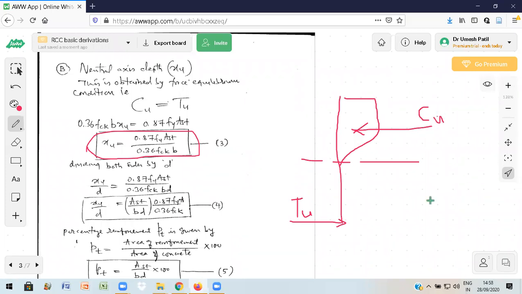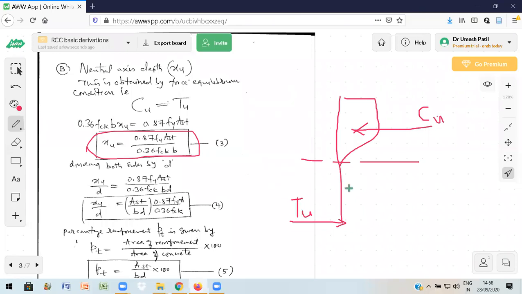Now what is important here is how to find this Tu. How do you find total tension? Again you go back to strength of materials. You know that stress is equal to load by area. Load is equal to stress into area. Load is equal to force is equal to stress into area. From basic strength of material, I'm going to use this one.